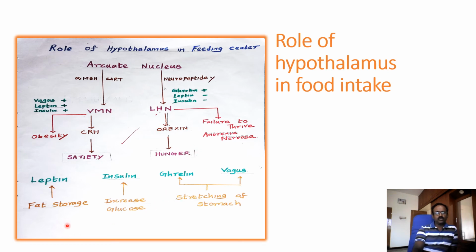And I already told you the lipostatic hypothesis. Fat storage releases leptin that inhibits the lateral hypothalamic nucleus, and increased glucose acts on the ventromedial hypothalamic nucleus that stimulates the satiety center. Stretching of the stomach releases vagus and ghrelin. The ghrelin stimulates food intake, and the vagus also plays an important role in food intake.